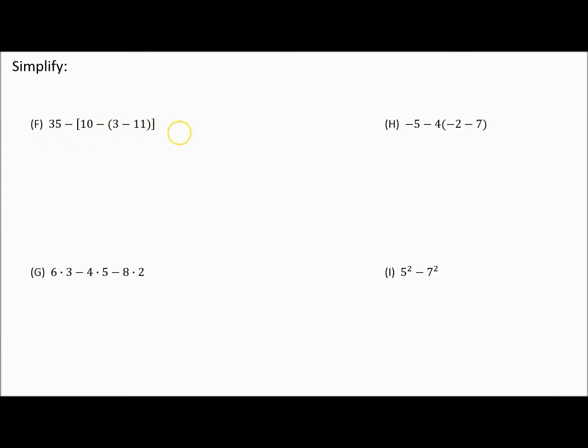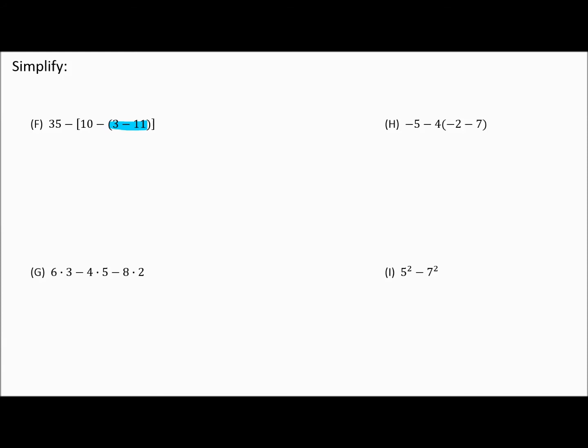Notice none of this is absolute value. These brackets don't mean anything different than the parentheses. It's just different notation because more than one set of parentheses gets hard to look at. Why did I highlight the 3 minus 11? Because that is the innermost parentheses. That's what I need to do first.